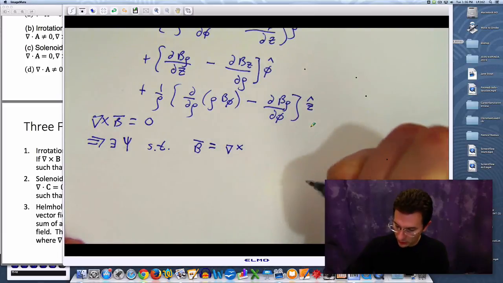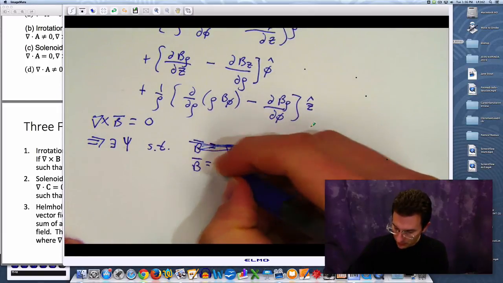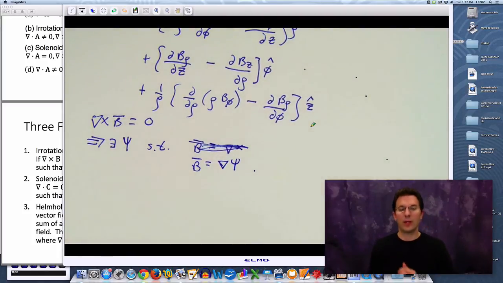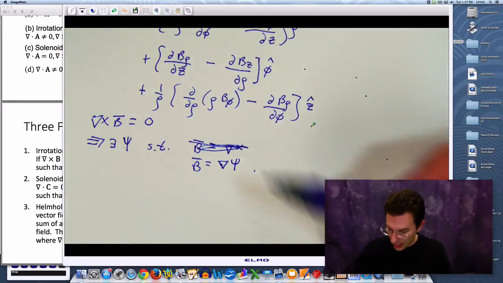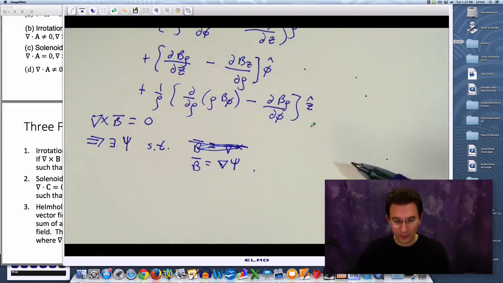B is equal to the gradient of psi. There we go. That's what I meant to say. This makes sense dimensionally, right? Psi is a scalar. The gradient of a scalar gives us a vector, okay?